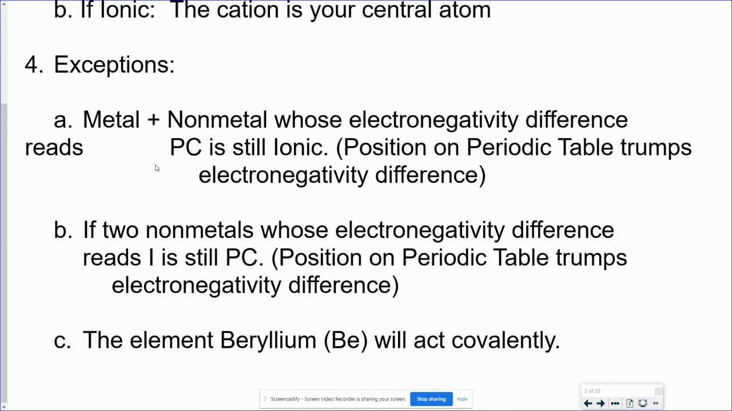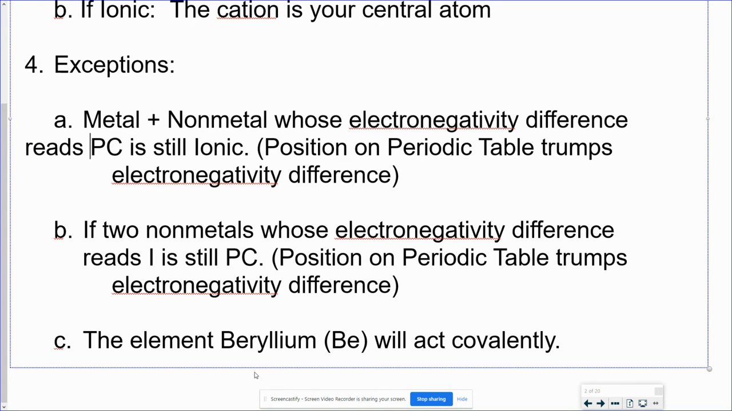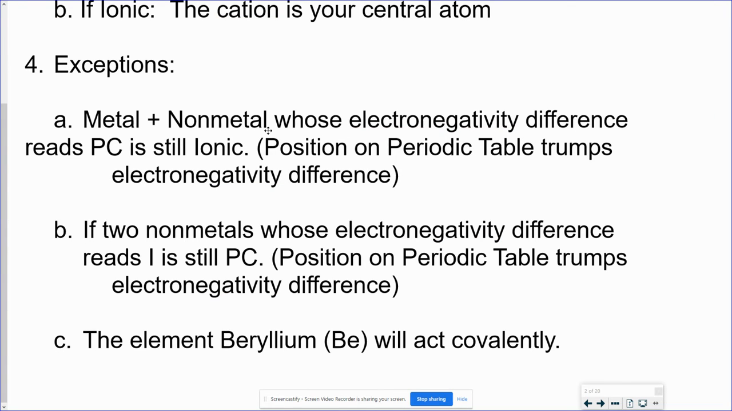Okay. When it comes to metal and nonmetal, PC is still ionic. So what does that mean? It means that if the electronegativity difference reads polar covalent, it's still ionic because a metal plus a nonmetal is ionic. So position on the periodic table trumps electronegativity difference. The same can be said for two nonmetals. If their electronegativity difference is I, meaning ionic, it's still polar covalent because it's two nonmetals. And then the big one that you might want to remember is that beryllium acts covalently.